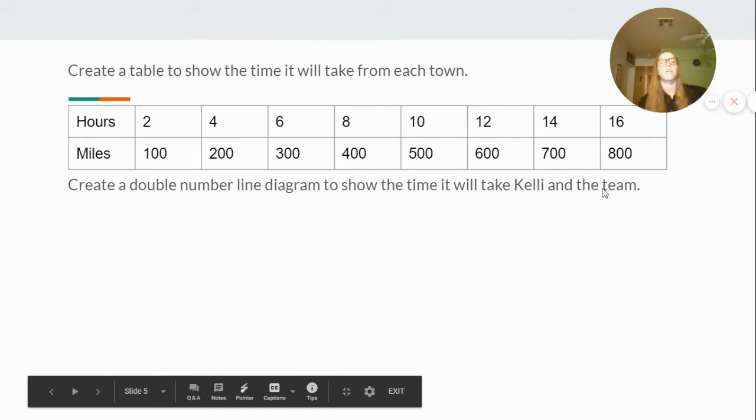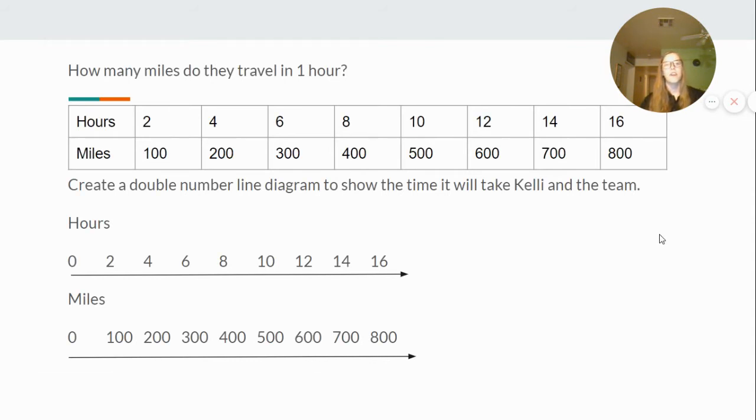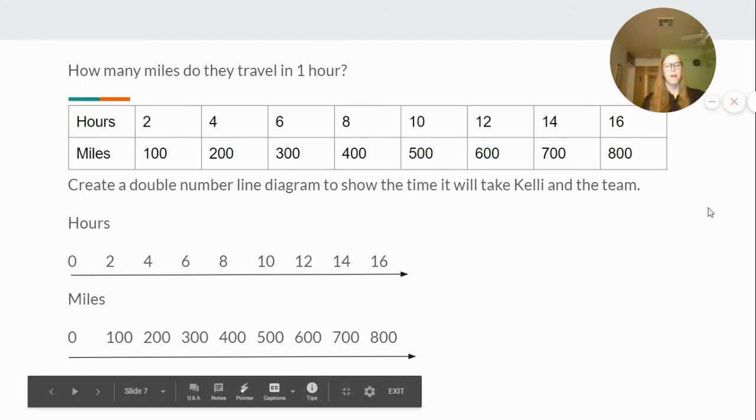Now we're going to create a double number line diagram to show the time it will take them. So same thing, we have 0 and 0, 2, 100, 4, 200, 6, 300, and so on, all the way up to 800 miles for the total trip. So how many miles do they travel in 1 hour? Well, 100 divided by 2 is 50, so they travel 50 miles every hour.